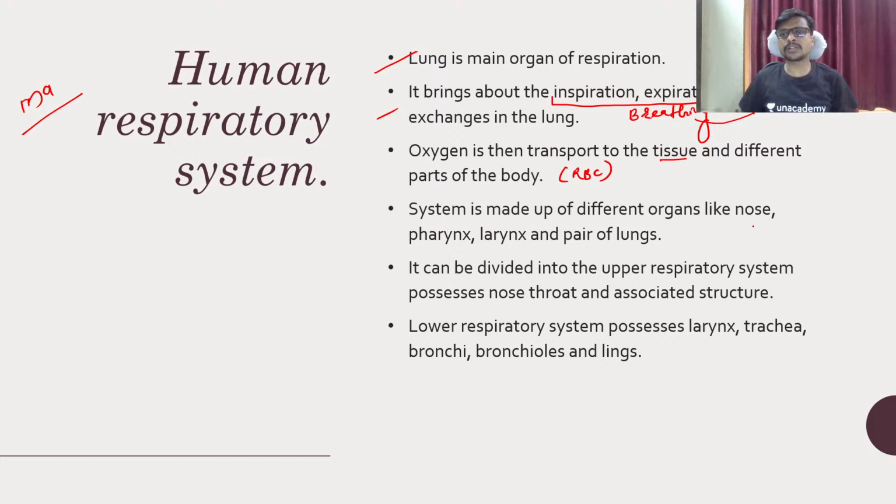The respiratory system is made up of different organs like the nose, pharynx, larynx, and the pair of lungs. Okay, so this is the first organ, and here the respiratory system ends. It can be divided into the upper respiratory system, which possesses the nose, throat, and associated structures, and the lower respiratory system. Please keep this in your notebook somewhere. Please write it down. The lower respiratory system possesses the larynx to the lungs: larynx, trachea, bronchi, bronchioles, and lungs.